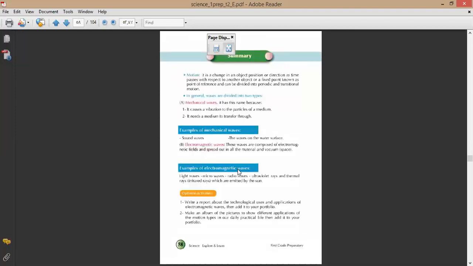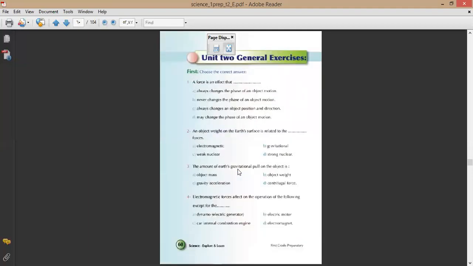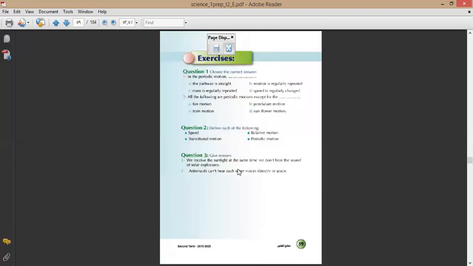It's a simple lesson. Some of this information, I think you know it. And inshallah, I ask you to do the exercises in this page 59. Okay. And I hope you understand what we have said now.